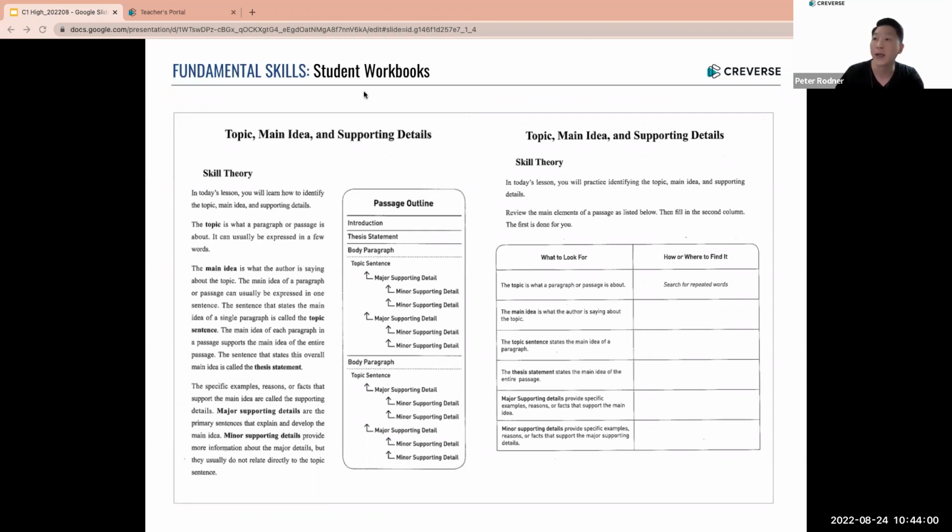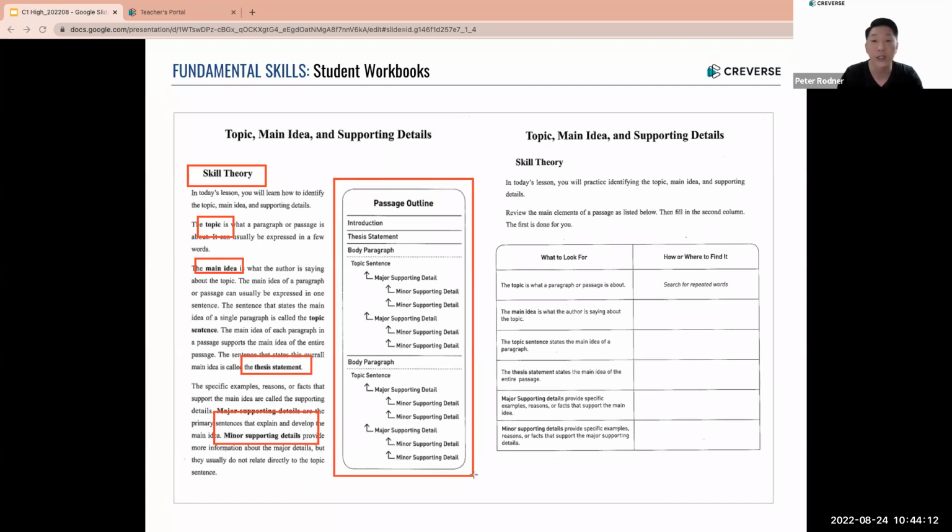For example, here in this one, okay, we're learning the skill theory. Again, it's the same thing: topic, main ideas, thesis statements, supporting details, right? But in addition, we're also showing them how to outline a passage, something that they really need to be able to do, especially as they move up into the Eagle, Alba, and Albatross Plus level. This is a skill that they can use for both their reading as well as their listening.